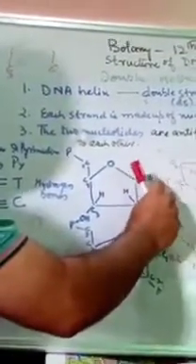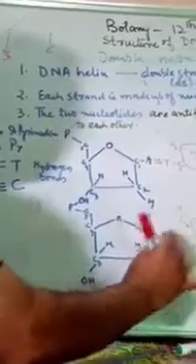Second, what you see here is that adenine and thymine are joined together by weak hydrogen bonds, and this is a double bond. Again, guanine and cytosine are joined together by weak hydrogen bonds, but here it is a triple bond.